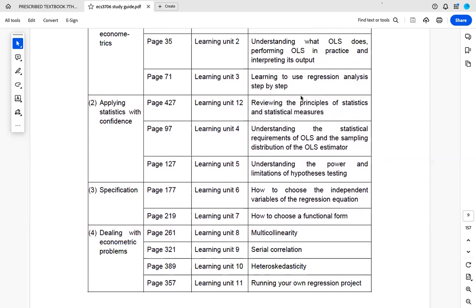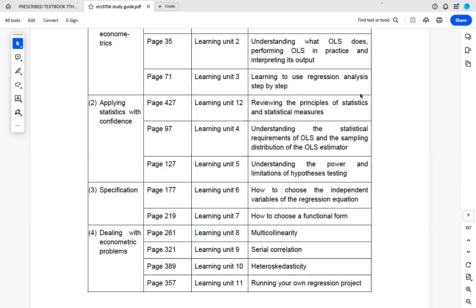So what I'll be doing, it's a module that contains a lot of statistics, a lot of theory, and assumptions. If you haven't done statistics, but if you're doing econometrics, you've probably done statistics before. But there are a lot of concepts that might seem a bit new to students. So my goal is to take you through those concepts. So what I'll be doing is I'll be taking you through the study guide and the prescribed textbook in turn.